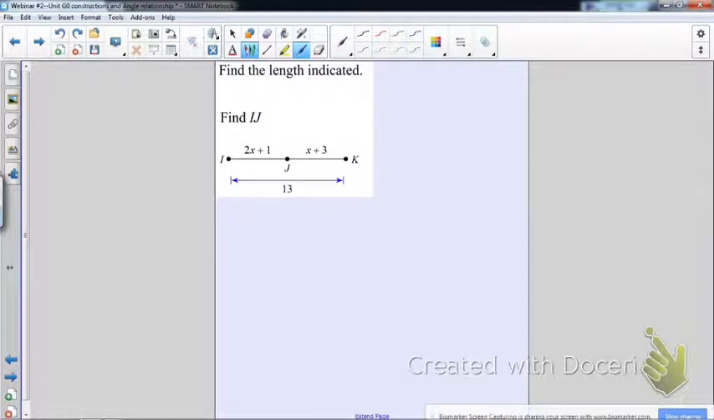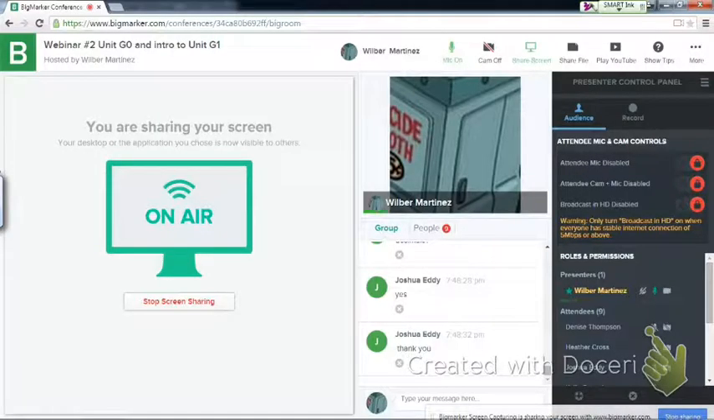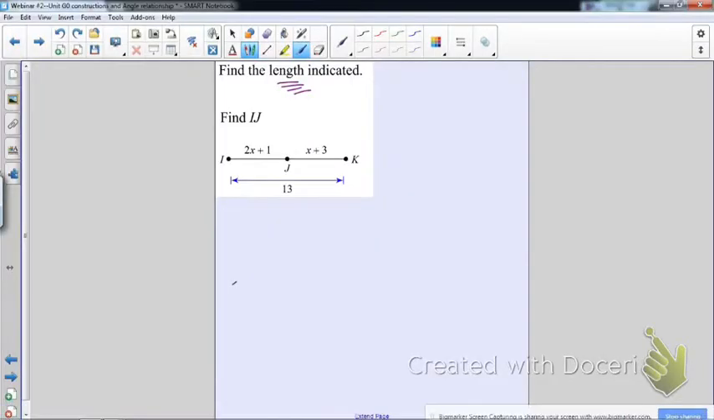This one here, I'm going to go into the length, as you can see here. But before we go, let me go back to the screen. There you go. So we're taking a line segment. I want to know exactly what IJ is. That's the big question mark. In order for us to figure this out, we have to first know what x is, like always. What is x?